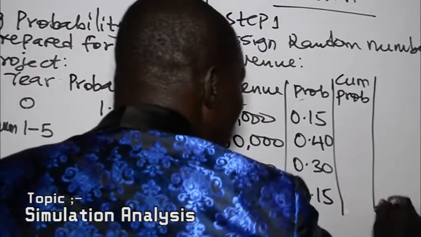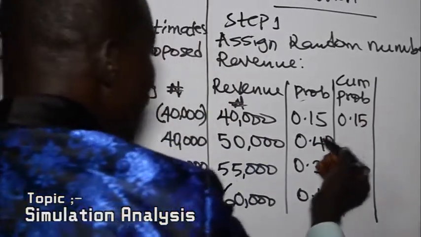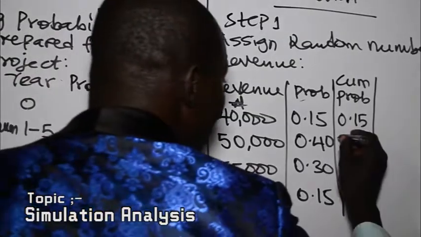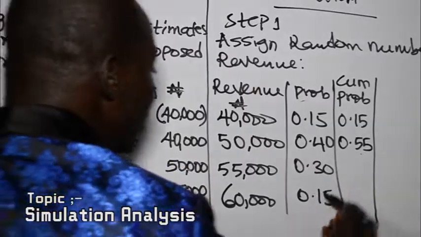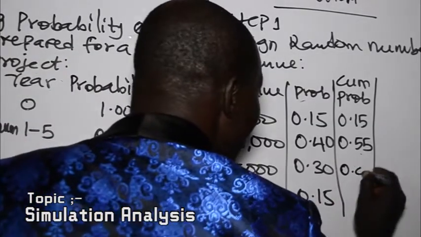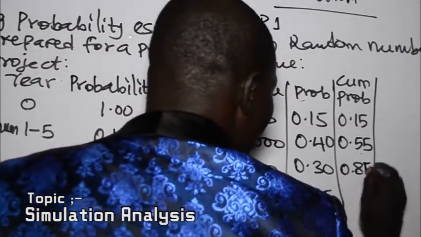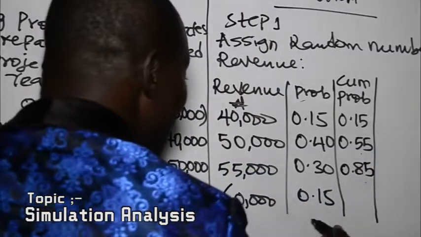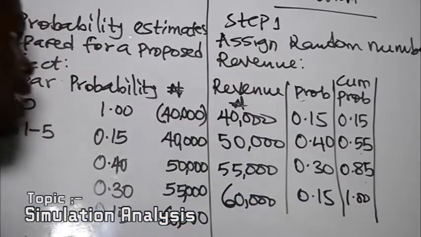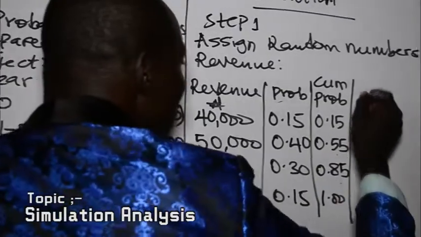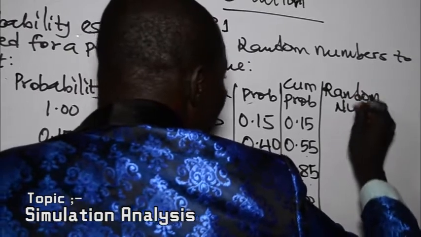Cumulative probability. So the first one is 0.15. 0.15 plus 0.40, then you have 0.55. 0.55 plus 0.30, then you have 0.85. 0.85 plus 0.15, then you have 1.00. Then with this cumulative probability, you assign a random number.